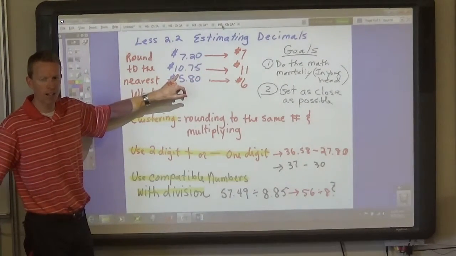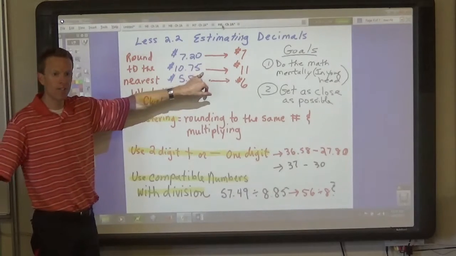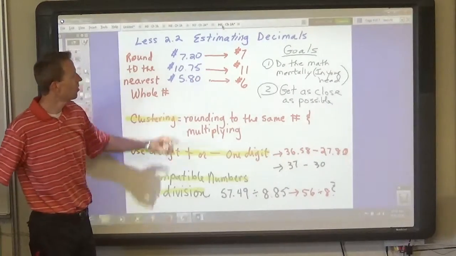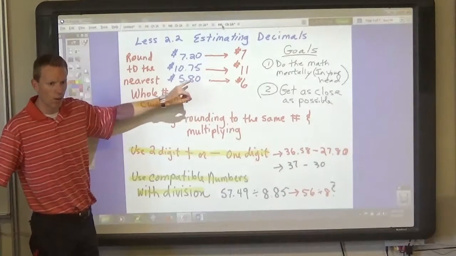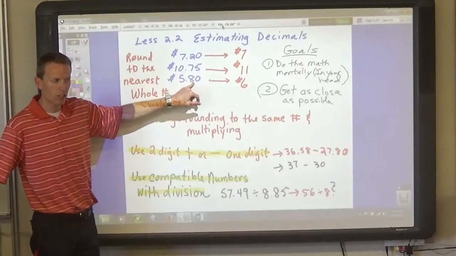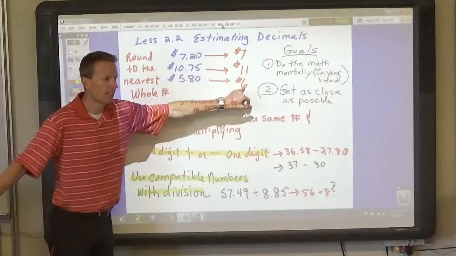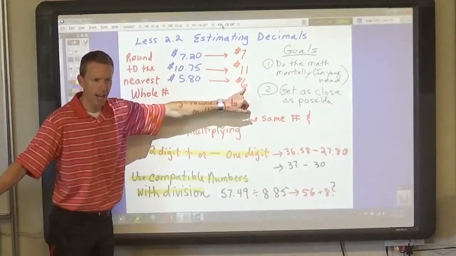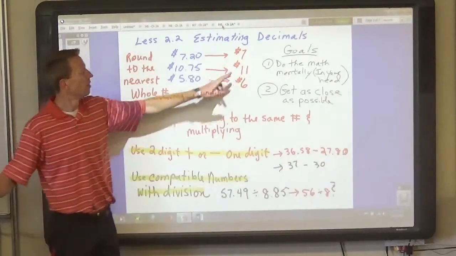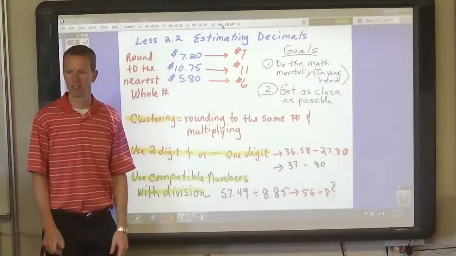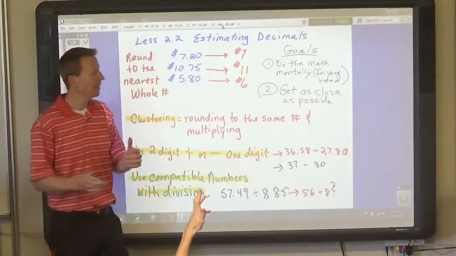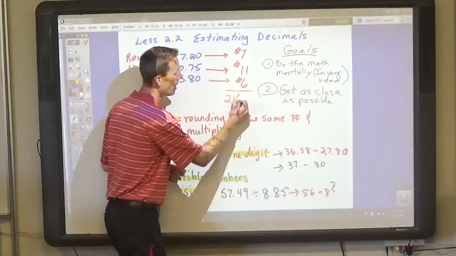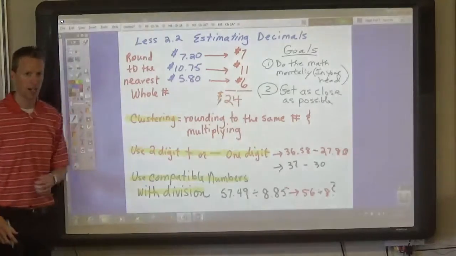$10.75. Or 10 and 75 hundredths. What's the closest dollar, Daria? Good. $5.80. Or 5 8/10 is closest to, Bryce? $6. That makes sense? Then we can round these. We can then add these and get an estimate. 7 plus 11 is 18, plus 6 is $24. We just got a good estimate of these dollar amounts.